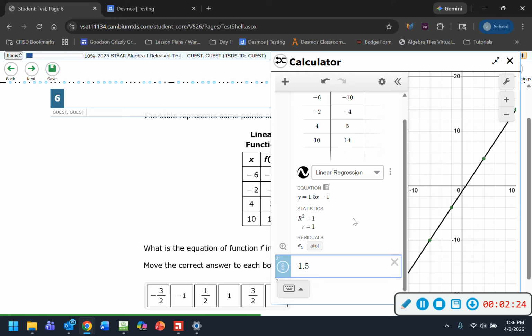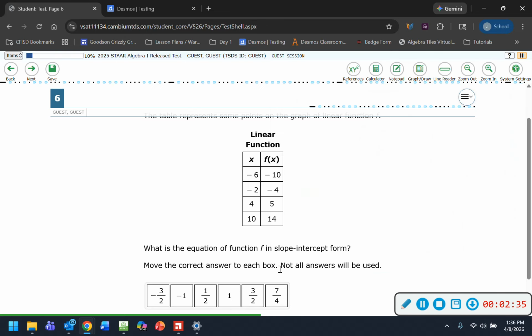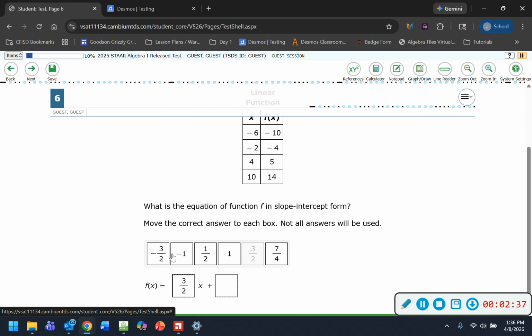So you need to type in that decimal if it's rational, or not so much rational, non-repeating, then it will be easy for you to type in 3 over 2. And now we've got our slope and we have our y-intercept.